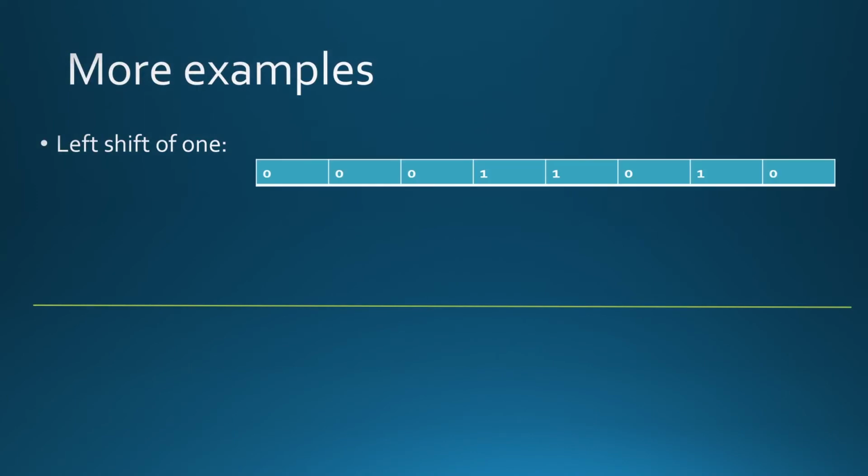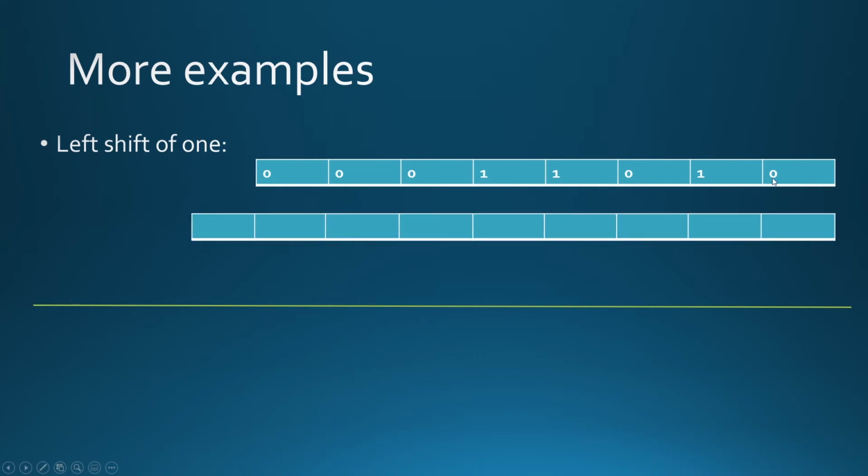Standard left shift of 1. Here's your number, and we're going to left shift it once. So what we're going to do with this 0 here, I'm going to left shift it so it should be able to go into here. And that means then that 1 should be able to go into here, this 0 to here, this 1 to here, this 1 down to here, this 0 to here, and this 0 to here. And that 0 to there.